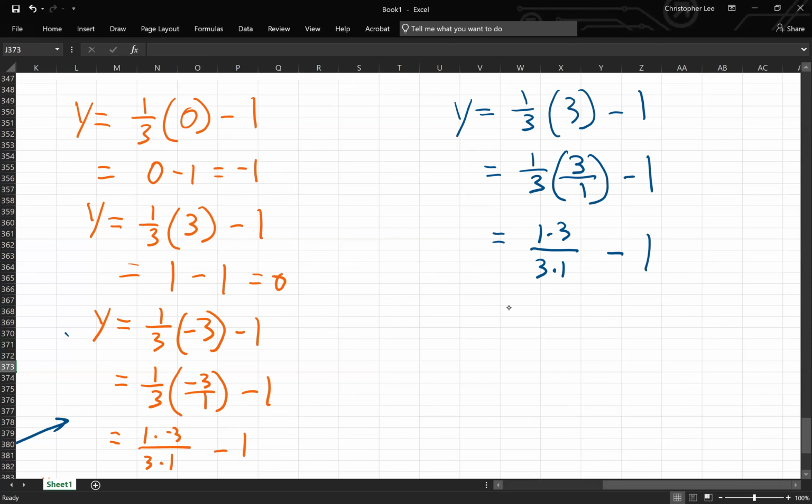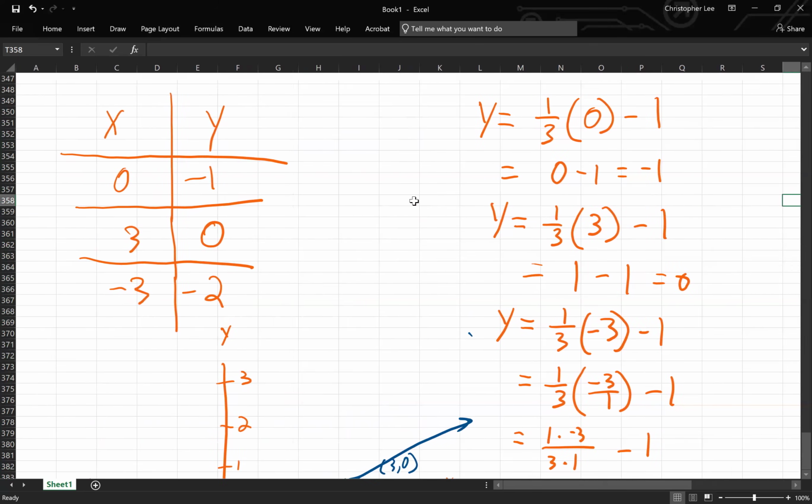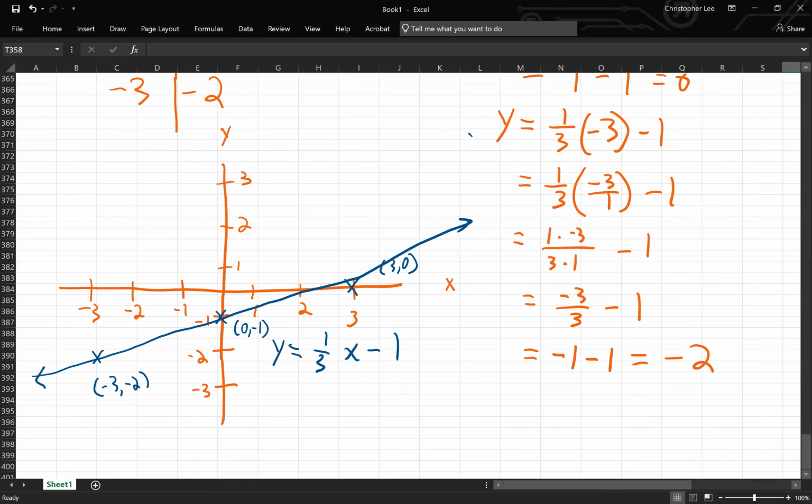1 times 3 is just 3. 3 times 1 is just 3 minus 1. Now, anytime you divide anything by itself, so 3 divided by 3, it's a 1. Anything divided by itself, all right? So this is just 1 minus 1, which is 0. And that's where the 0 came from. Any other questions? Anybody? All right. Good stuff, good stuff.